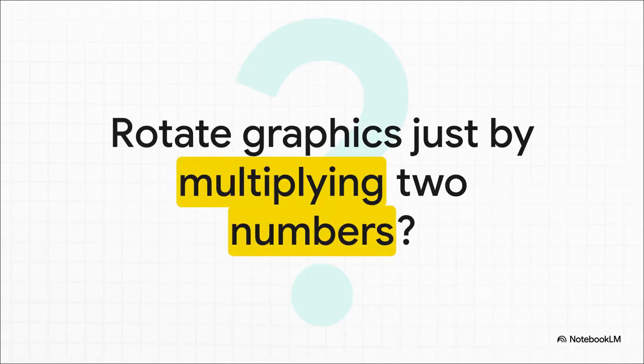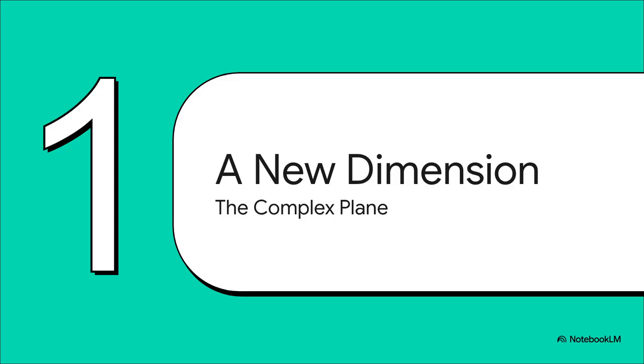I mean, really think about that for a second. What if you could spin a character on screen without using any complex angles or trigonometry? Just simple multiplication. It sounds kind of like magic, but that's exactly what we're going to break down right now. So, to get our heads around this, we first have to kind of stretch our idea of what a number can even be. We're about to go from a simple, flat line into a whole new plane of possibilities.